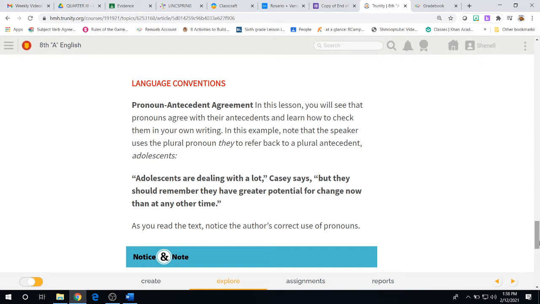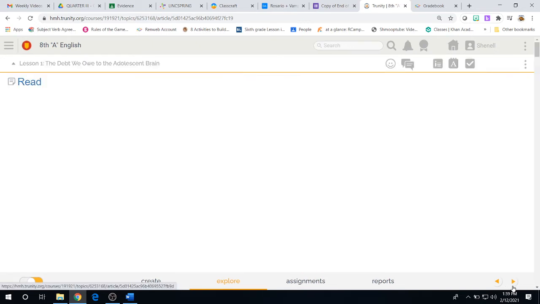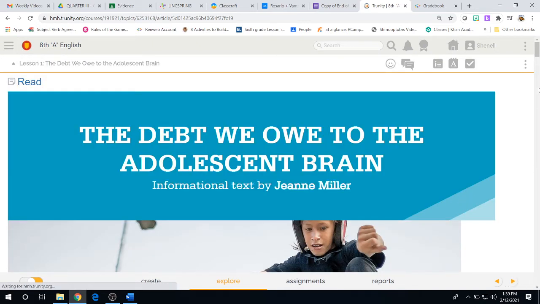In this example, note that the speaker uses the plural pronoun they to refer back to a plural antecedent, adolescents. Adolescents are dealing with a lot, Casey says, but they should remember they have greater potential for change now than any other time. So let's go into the writing now and reading.